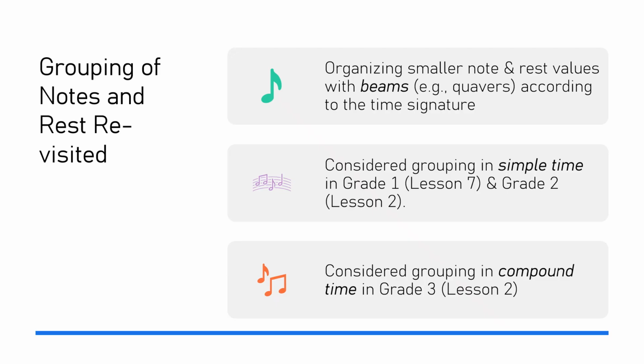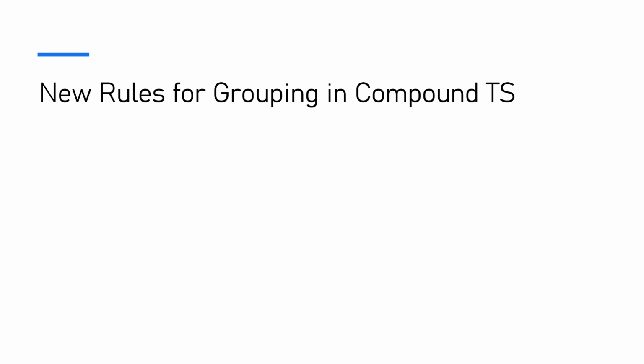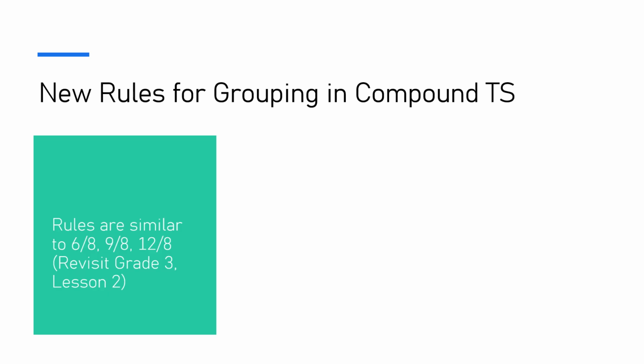Remember last lesson we introduced some other compound time signatures, like 6/4, 9/4, 12/4, and then also 6/16, 9/16, 12/16. So how do we group notes and rests under this new set of compound time signatures that we've introduced? What are the new rules for grouping notes and rests under these time signatures? Let's see. The first thing I want you to know is that the rules are similar.